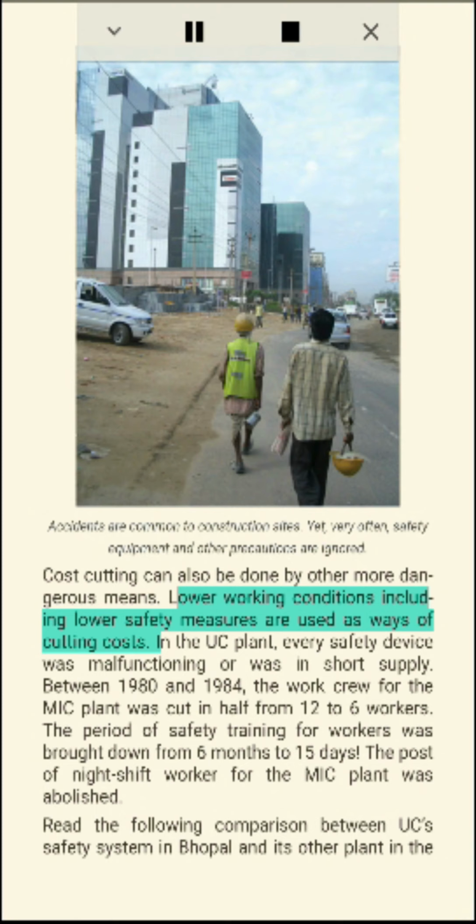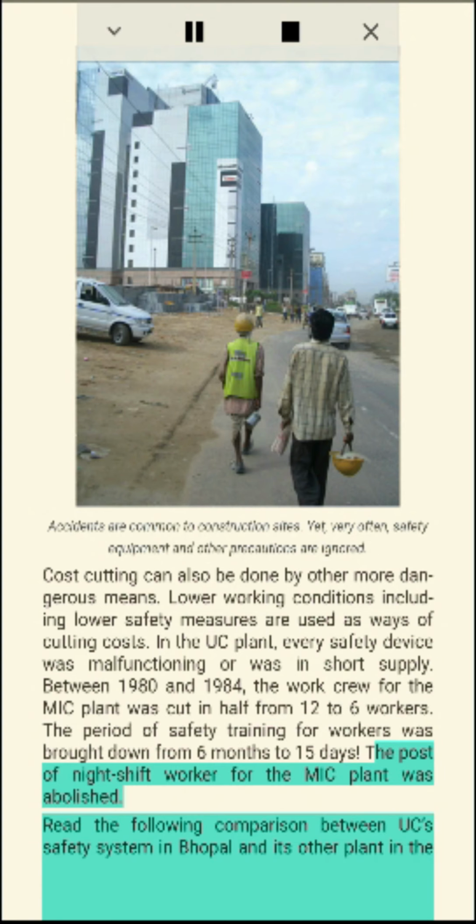Cost cutting can also be done by other more dangerous means. Lower working conditions, including lower safety measures, are used as ways of cutting costs. In the UC plant, every safety device was malfunctioning or was in short supply. Between 1980 and 1984, the work crew for the MIC plant was cut in half, from 12 to 6 workers. The period of safety training for workers was brought down from 6 months to 15 days. The post of night shift worker for the MIC plant was abolished.